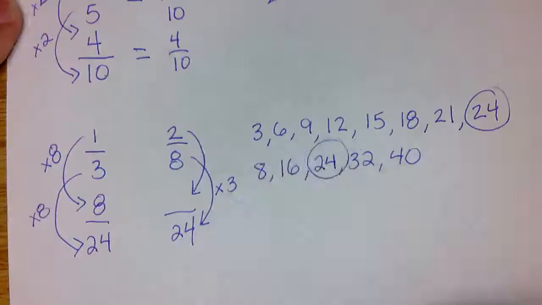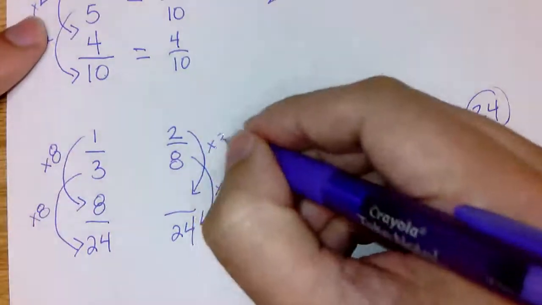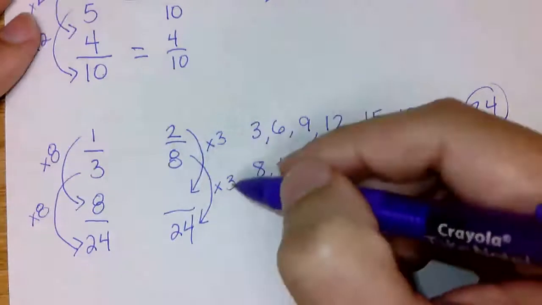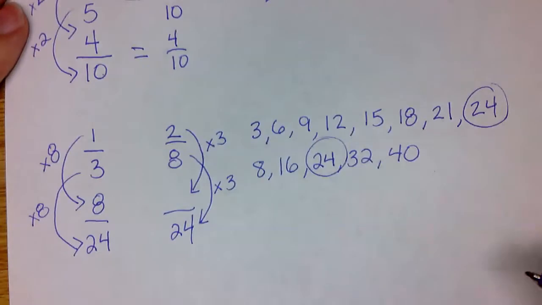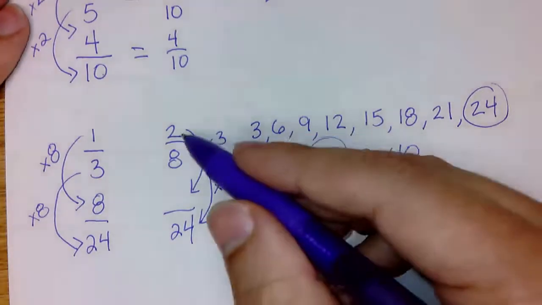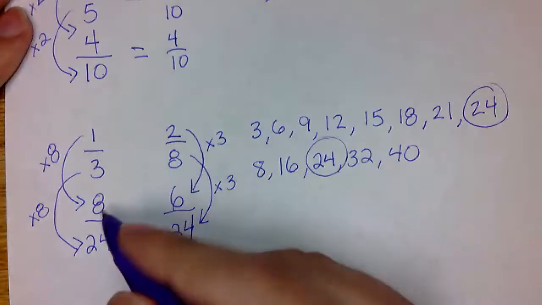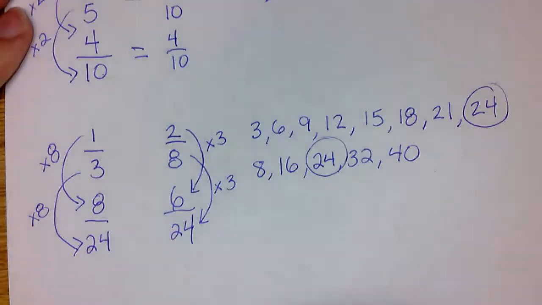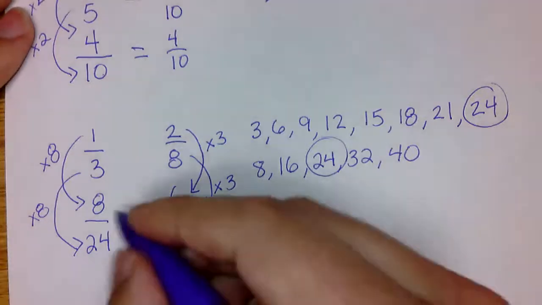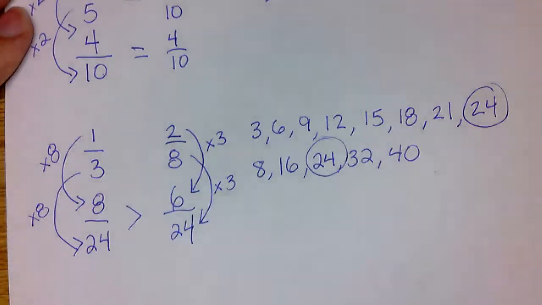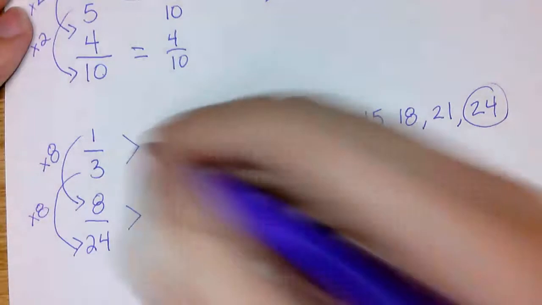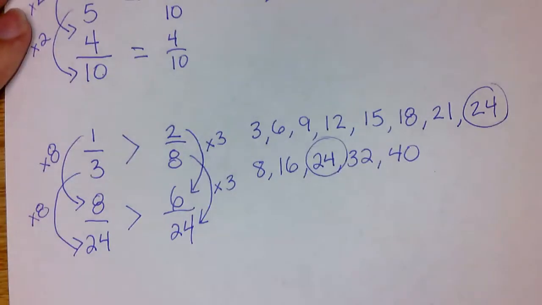So then I have 2 as my numerator. I'm going to have to multiply that by 3 as well. It needs to be the same number, so that way it's equal to 1. I'm multiplying by something equal to 1. 2 multiplied by 3 would be 6. Now I have 8 24ths versus 6 24ths. Well, 8 24ths is larger than 6 24ths. Therefore, 1/3 is larger. It's greater than 2/8.